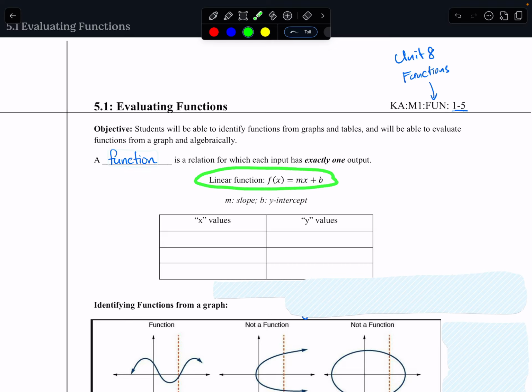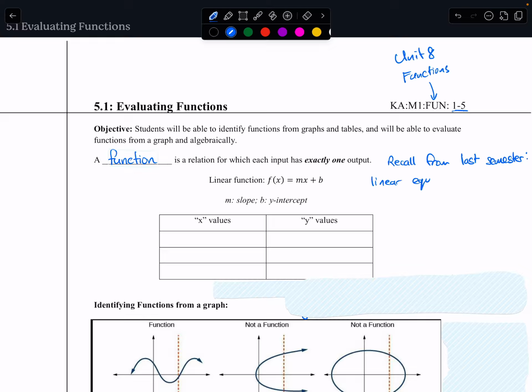This is a linear function. f of x equals mx plus b, and that should look really familiar to you. So you can write this down on the side here. Recall from last semester, a linear equation looks like this. y equals mx plus b. We call that slope-intercept form, right? It's pretty much the same as this. We just switched the y with this f parentheses x, and that's read f of x.